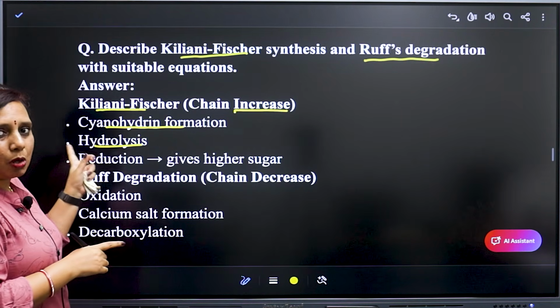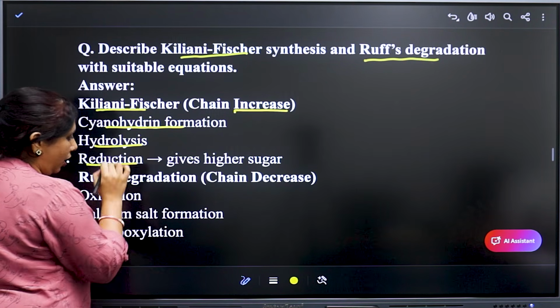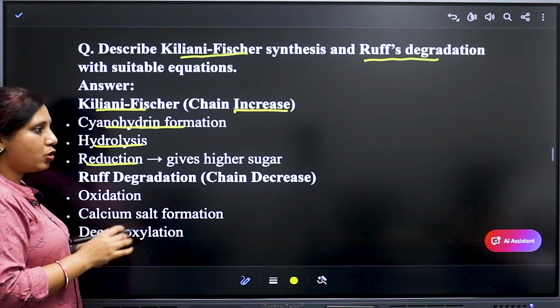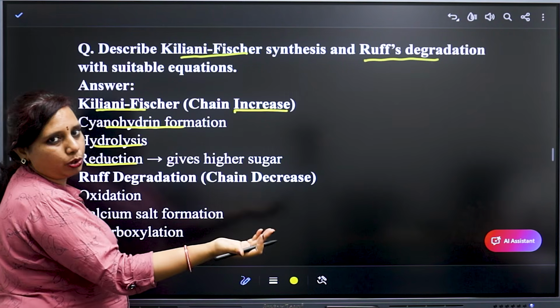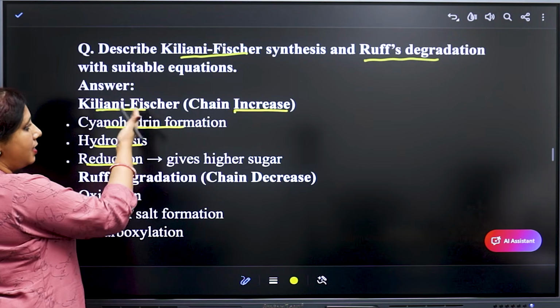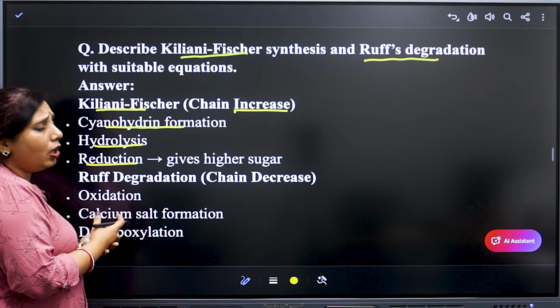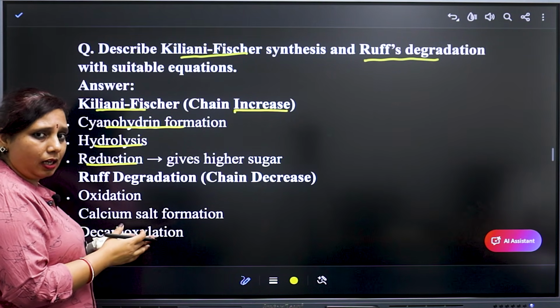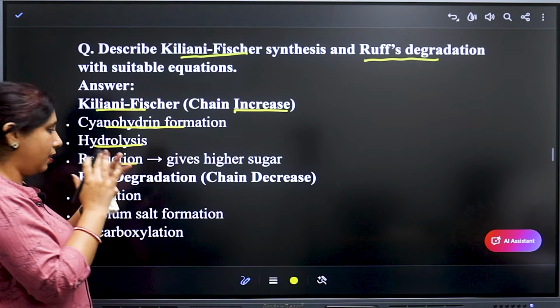This forms carboxylic acid. Then after that, reduction takes place in the presence of sodium amalgam. Then the corresponding higher sugar. If 6 carbon sugar has been taken as a starting material, then we'll get 7 carbon sugar. Or if 5 carbon sugar is taken, then we'll get 6 carbon sugar. This is about Kiliani-Fischer synthesis.